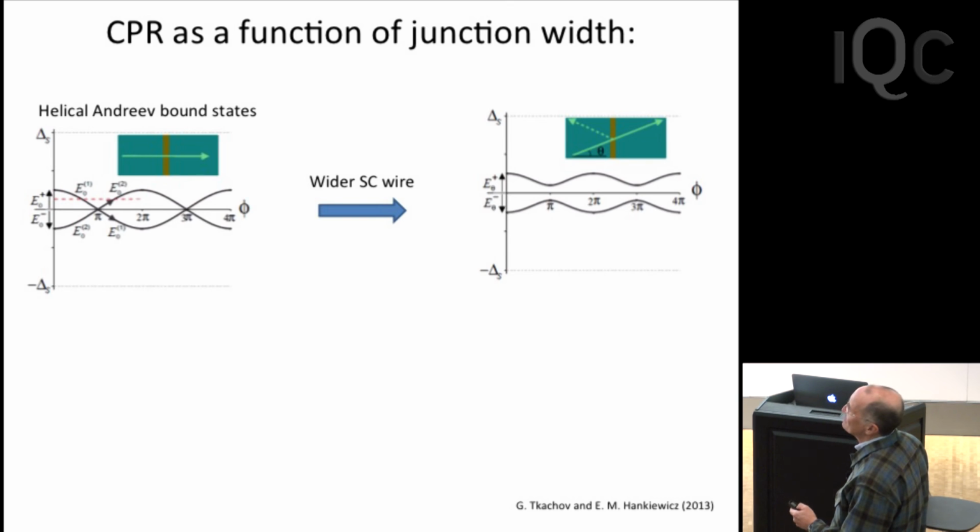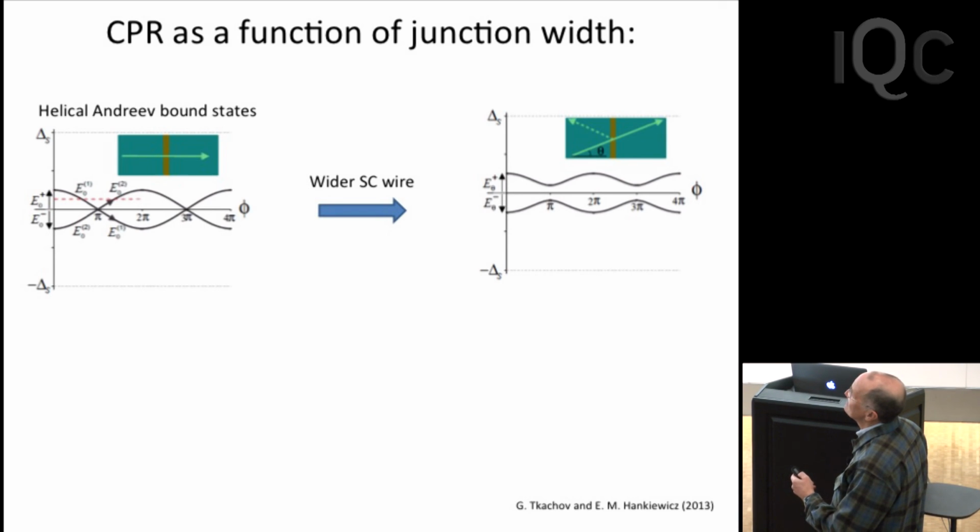And what they find is what I've drawn before. You have two energy states, two Andreev bound states shifted with respect to each other by pi, but the states cross each other. As you go to wider and wider junctions, you can start to get off-axis transport through the junction, and this tends to open up a gap between the two allowed Andreev bound states.